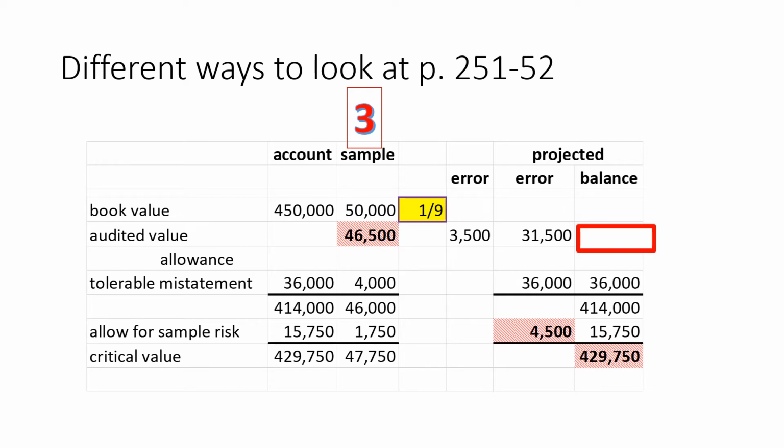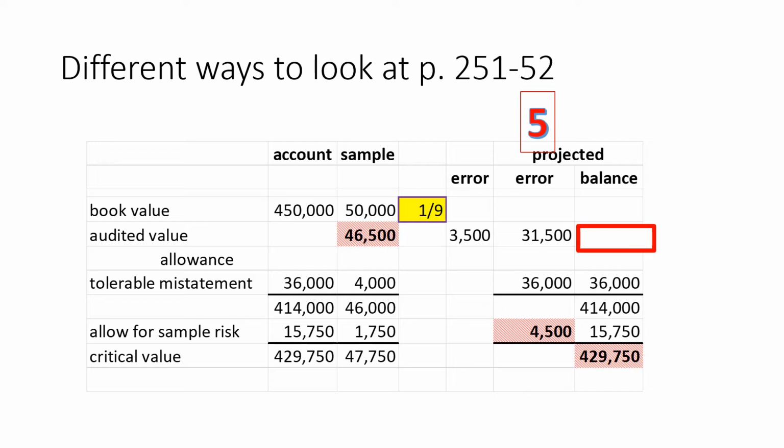Now, one thing that is different: the book tells me that in my sample, the audited value isn't 50,000, it's 46,500. So in my sample, I have an error of $3,500. My sample result was $3,500 less than I believe it should have been. I project the error. I just multiply by 9. So 3,500 times 9, my projected error is 31,500. Now, my tolerable misstatement is 36,000.